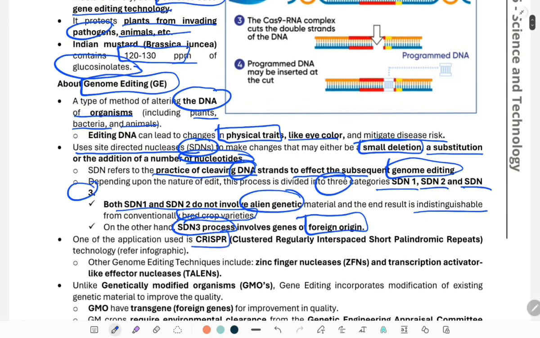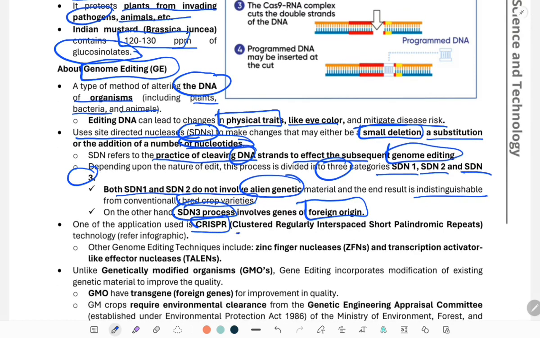One of the applications used is CRISPR technology: clustered regularly interspaced short palindromic repeats. Other genome editing techniques include zinc finger nucleases and transcription activator-like effector nucleases, TALENs.